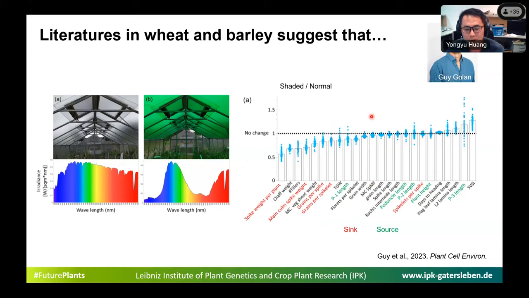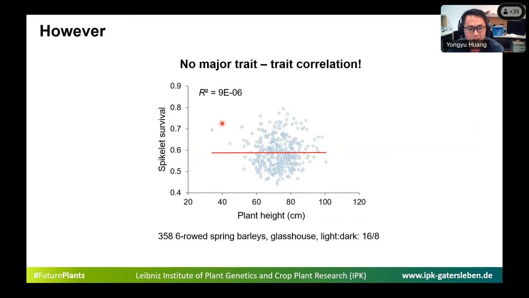And also, as I mentioned before, it seems that spike survival is happening during the stem elongation phases, and we may expect this trait could somehow be related to plant height. However, when I look into the GWAS of this six-row spring barley population, what we found is that plant height seems not significantly correlated with spike survival.